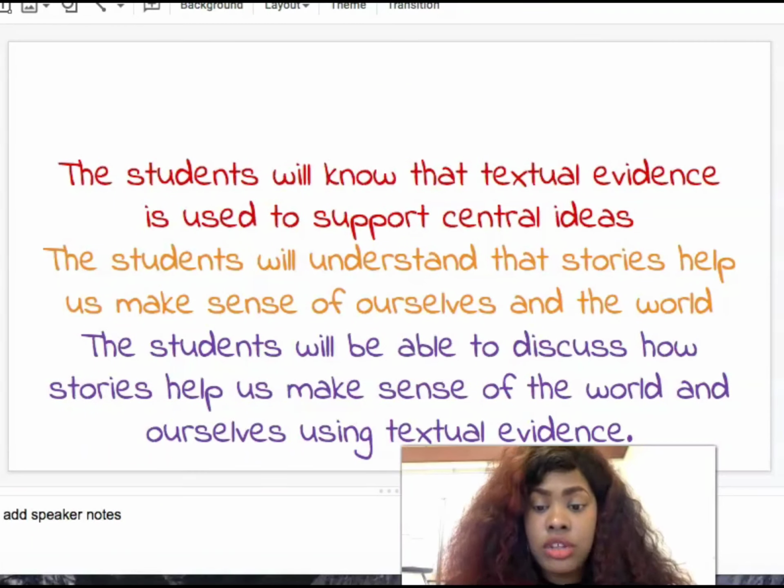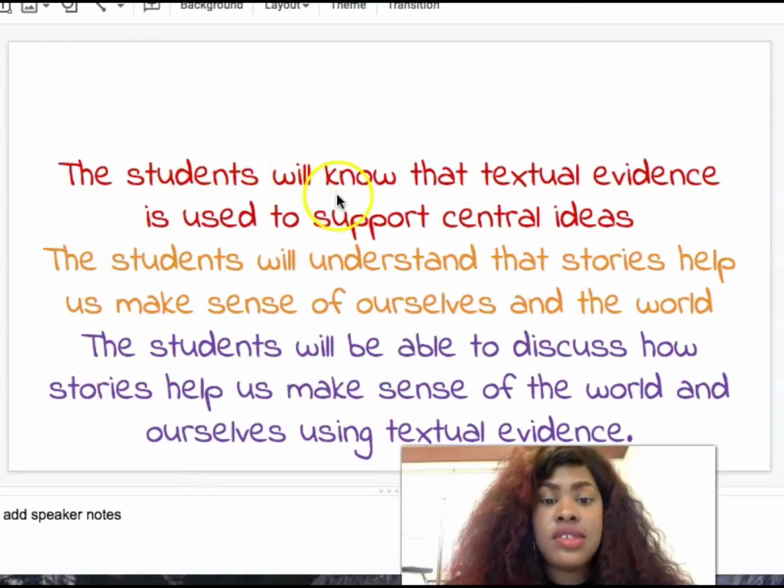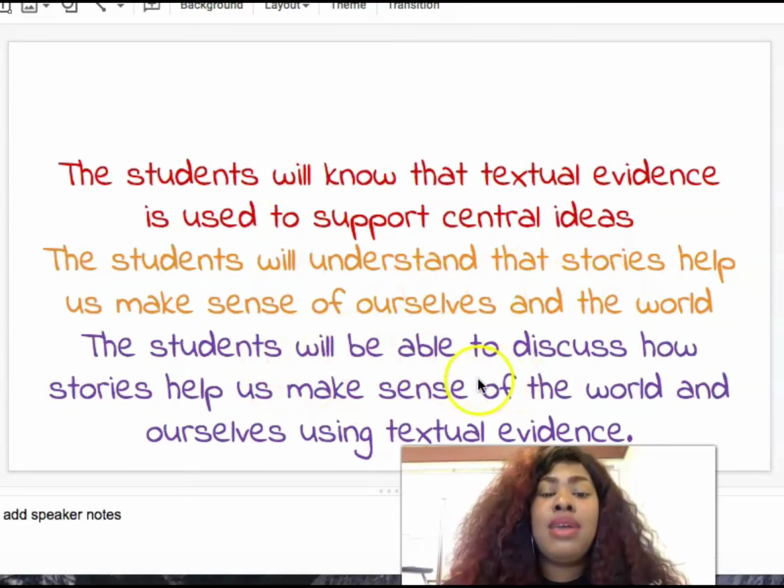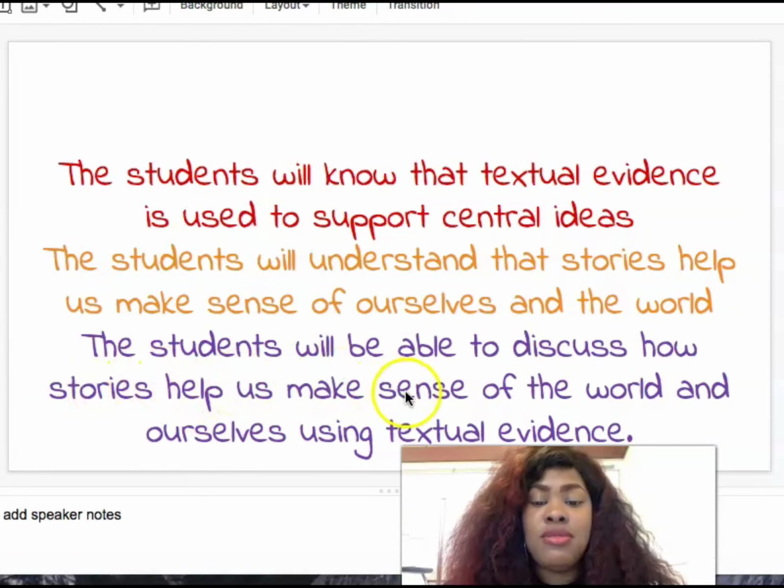Today, we are once again going to start off with our objectives so we know what we're going to learn inside of this lesson. At the end of this lesson, you will know that textual evidence is used to support central ideas. You will also understand that stories help us make sense of ourselves and the world. And you will be able to discuss how stories help us make sense of the world and ourselves using textual evidence.